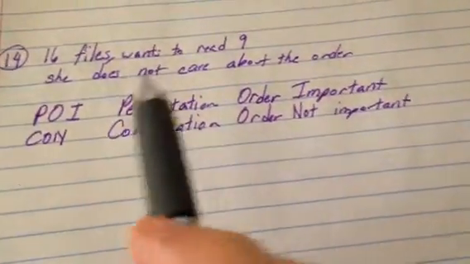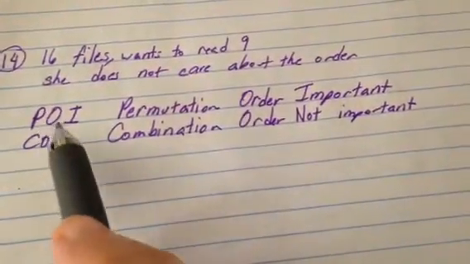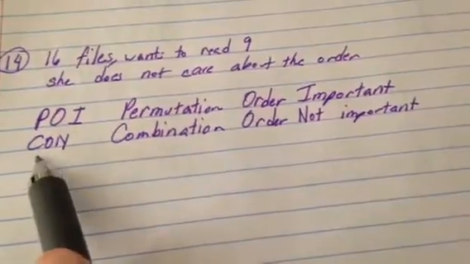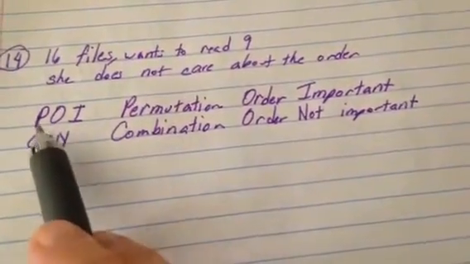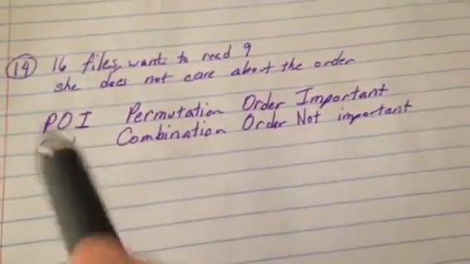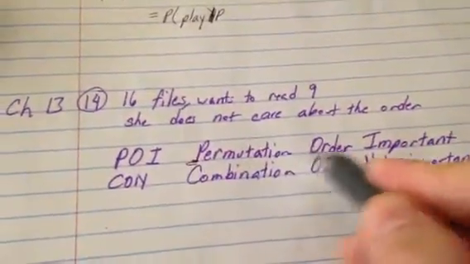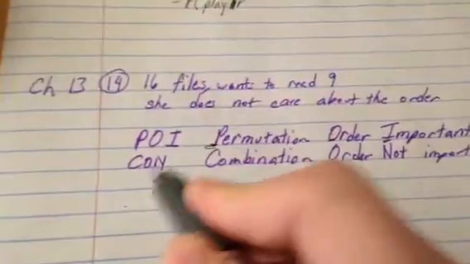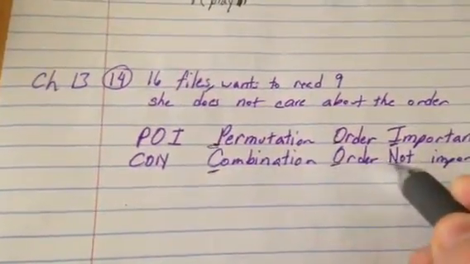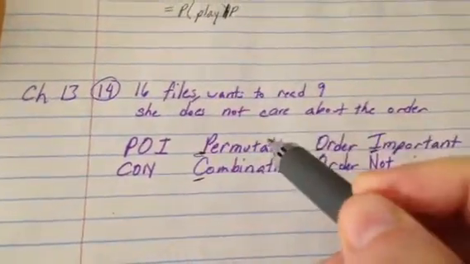So the big idea is that for permutations, the order is important, and for combinations, order is not important. Some people know this as poi and con, I don't know, it kind of sort of sticks. So for permutations, order is important, and for combinations, order is not important. So in this case here, she does not care about the order, so she's using a combination.